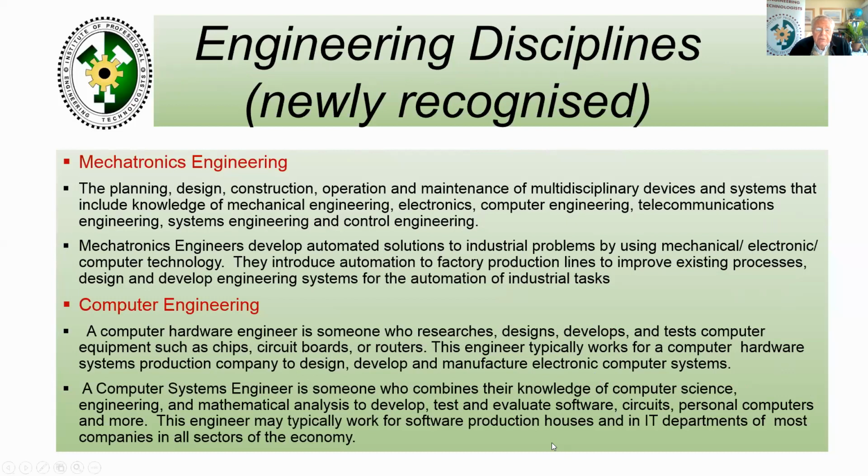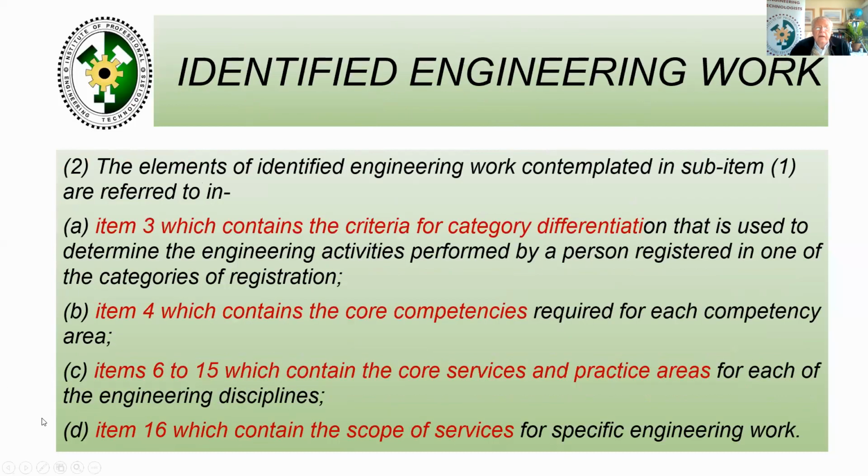In any case, so there's the various engineering disciplines. Now, the elements of identified engineering work contemplated in sub-item 1 are referred to in item 3 of these regulations, which contains the criteria for category differentiation that is used to determine the engineering activities performed by a person registered in one of the categories. Item 4 contains the core competencies, and items 6 to 15 contain the core services and practice areas, and it also contains the ranges of the various things. And then also the scope of services are contained in this.